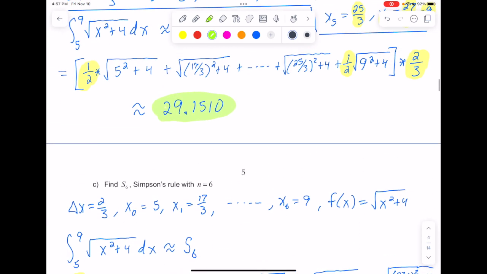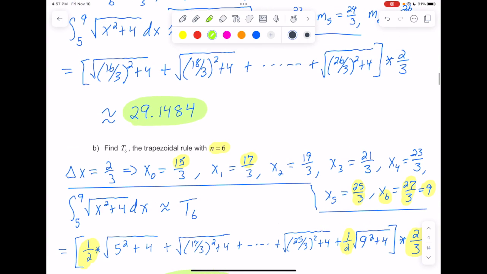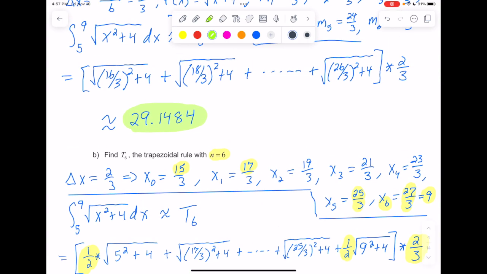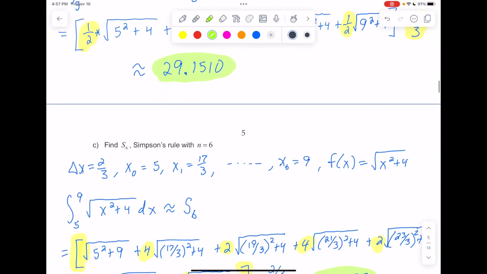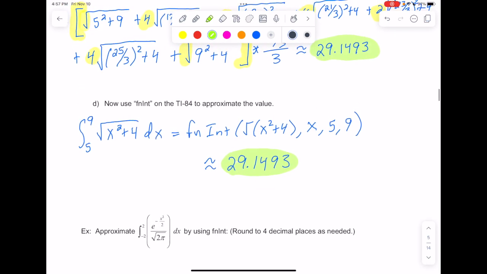And how about the other ones? The trapezoid rule, 29.159, so that was a little bit of an overestimate for that one. And the midpoint rule, 29.1484, that one's a little bit of an underestimate, but they're all actually pretty good. The reason they work out pretty good, if you go look at the graph of the square root of x squared plus 4 over this region from 5 to 9, it kind of looks pretty straight. And if you're dealing with a straight line, then midpoint rule, trapezoid rule, and the parabola rule or Simpson's rule, they all do a pretty great job.